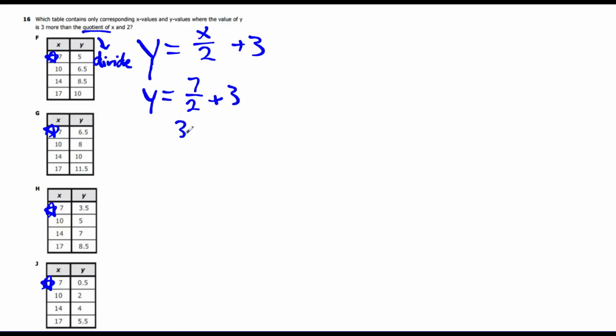So what is 7 divided by 2 plus 3? 7 divided by 2 is 3.5 plus 3 is y is 6.5. So when x is 7, y should be 6.5, and that looks an awful lot like answer G. And since it's not any of these, this should be the right answer. But since we're not lazy, we can check this. Let's pick some other number. So what about 10? So what's 10 divided by 2 plus 3? Well, that's 5 plus 3 is 8.